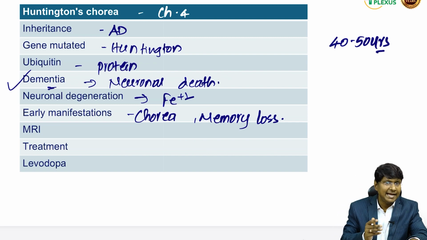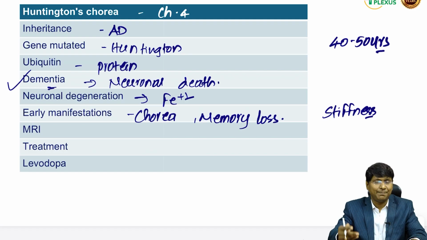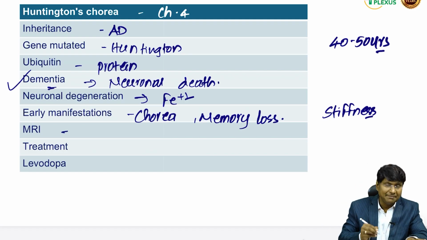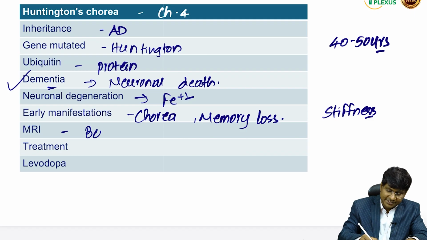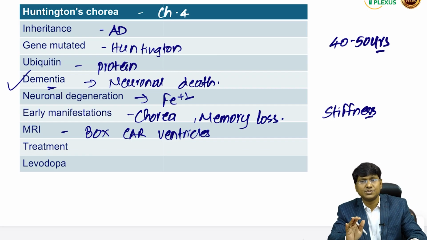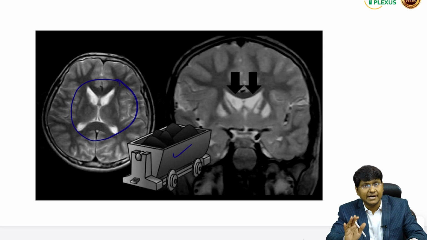These patients will also have rigidity, that is stiffness. In the upper limb you have cogwheel rigidity, and in the lower limbs you have lead pipe rigidity. MRI will show the presence of boxcar ventricles.